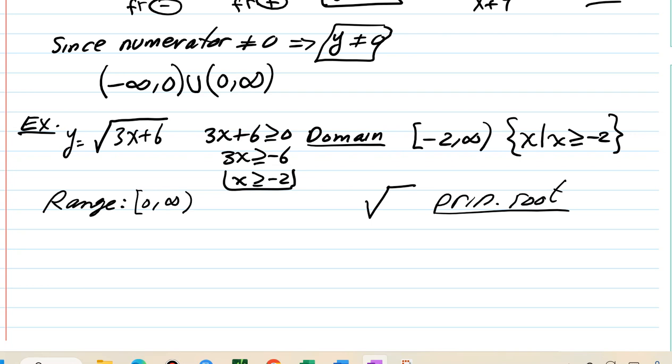0 is when x is negative 2. That will be square root of 0, which is 0. That's the beginning of the values of y. All right, and there we have it.